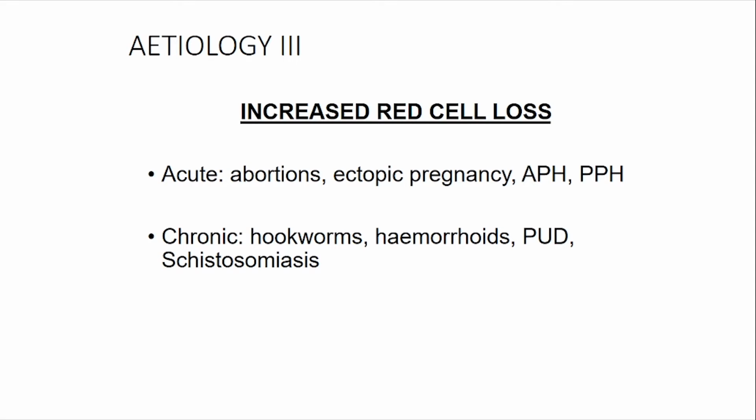Also, when there is increased red cell loss, and this could occur when we have acute or chronic blood loss. Acute blood loss secondary to abortions, ectopic pregnancy, antepartum hemorrhage, and postpartum hemorrhage, and chronic red cell loss, which will occur as a result of hookworm infestation, hemorrhoids, peptic ulcer disease, and schistosomiasis.